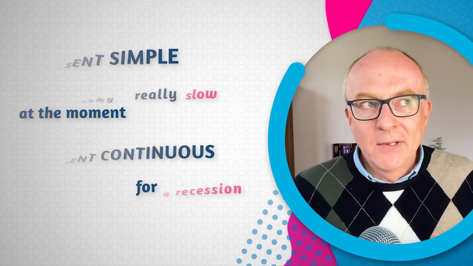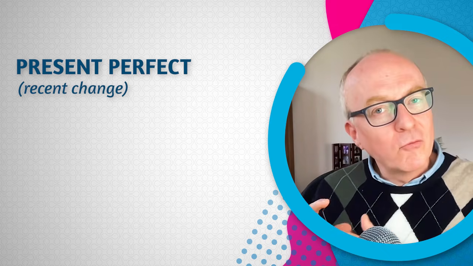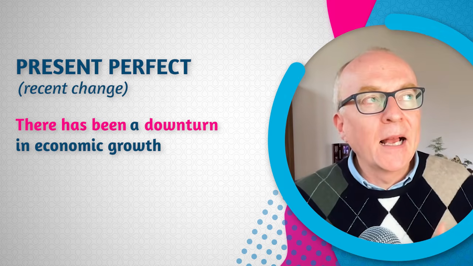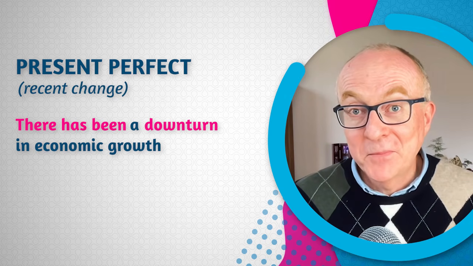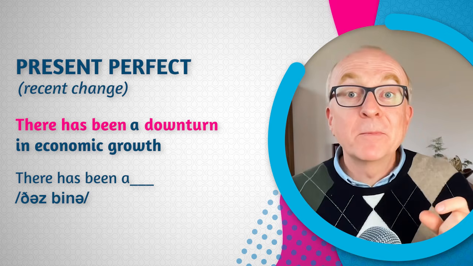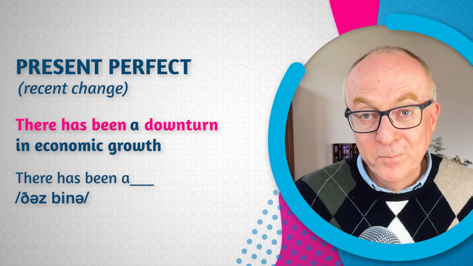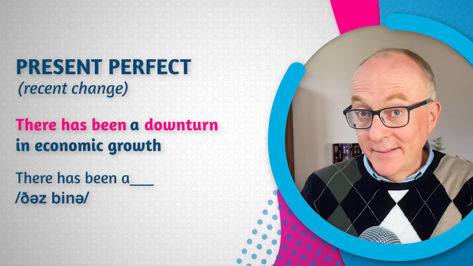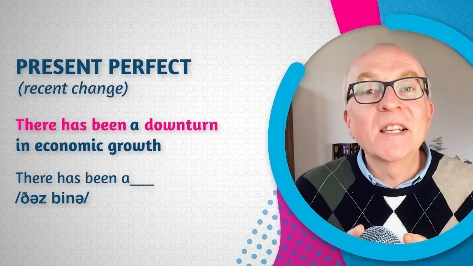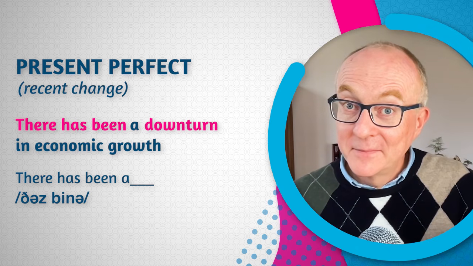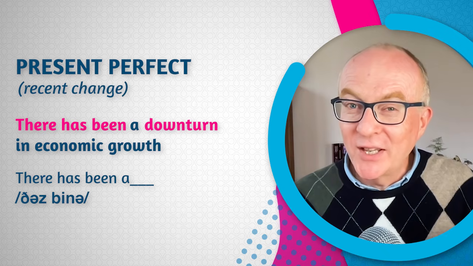We can also use the present perfect to describe that recent change. So we could say, there has been a downturn in economic growth. Okay. Remember, there has been an, there's been an, there's been a downturn in economic growth. Two phrases. There's been a downturn in economic growth. Put it all together. Repeat with me. There's been a downturn in economic growth. Now we're cooking. Nice. Very nice. Let's move on.